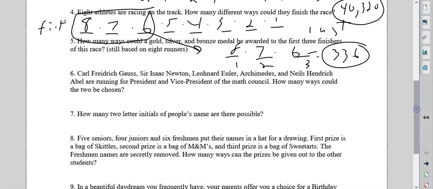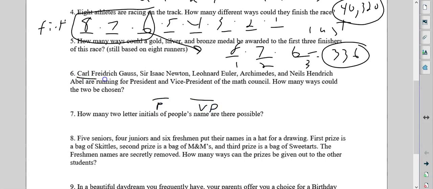All right. Carl Friedrich Gauss, Sir Isaac Newton, Leonhard Euler, Archimedes, and Niels Henrik Abel are running for president and vice president of the Math Council. How many different ways could they be chosen? Okay, so we have 2 slots. We have the president and the vice president.